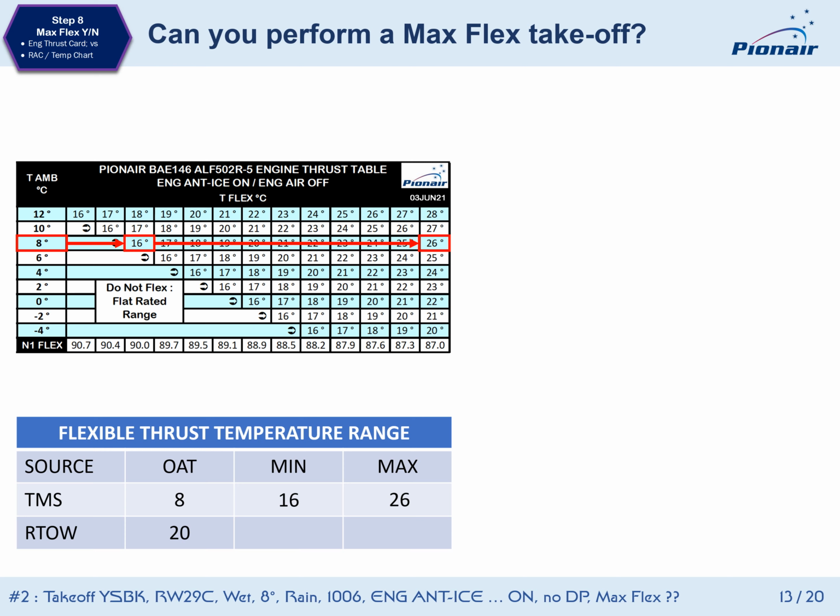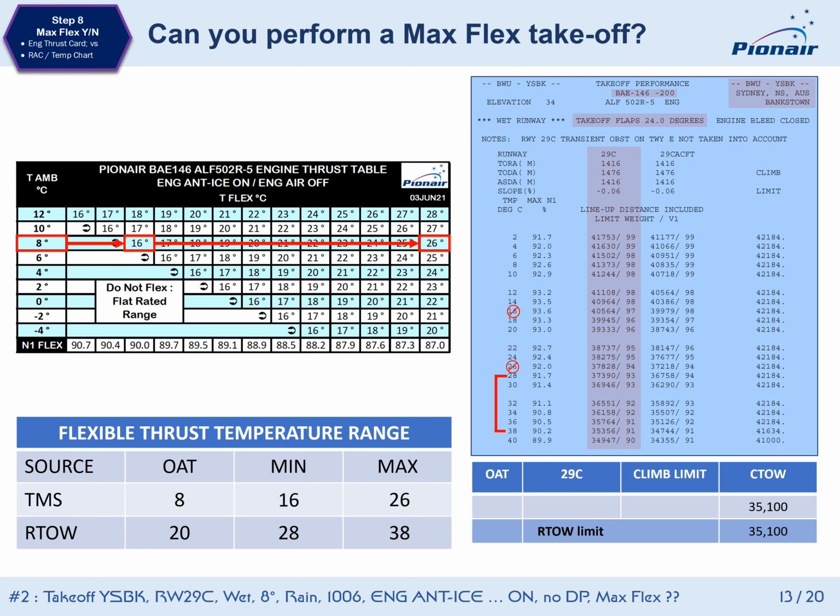To work on the performance part of this problem, we return to the RAC manual. Because we are engine anti-ice on, we need to add 12 degrees to those minimum and maximum flex temperatures when we head into the RAC manual. This is an important point. When we're dealing with the engine thrust table, we use actual temperatures, because the card itself is designed around the use or non-use of engine anti-ice. But when we head into the RAC manual chart, if we're engine anti-ice on, we have to add 12 degrees. In this case, our flexible range of 16 to 26 degrees from the engine thrust table becomes 28 to 38 for the RAC manual chart.